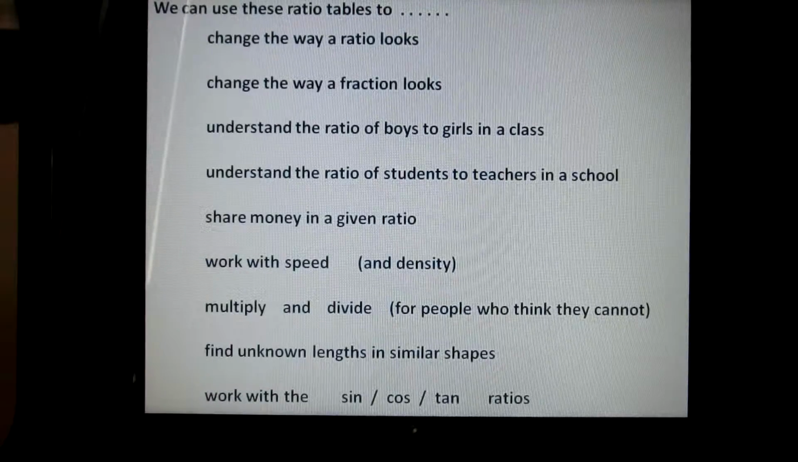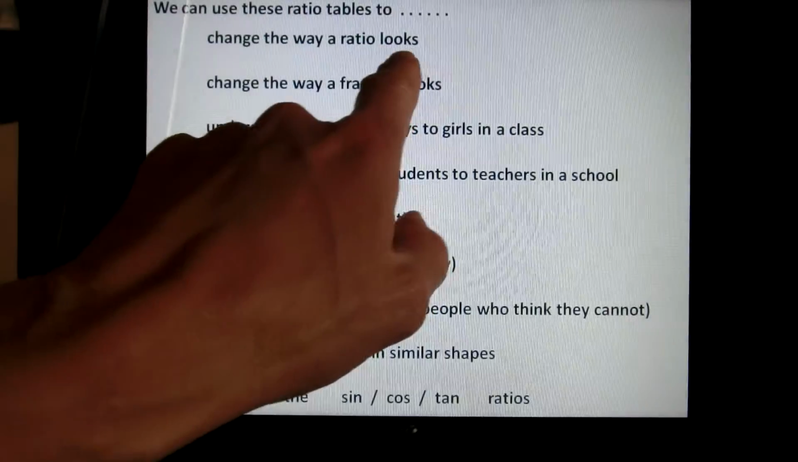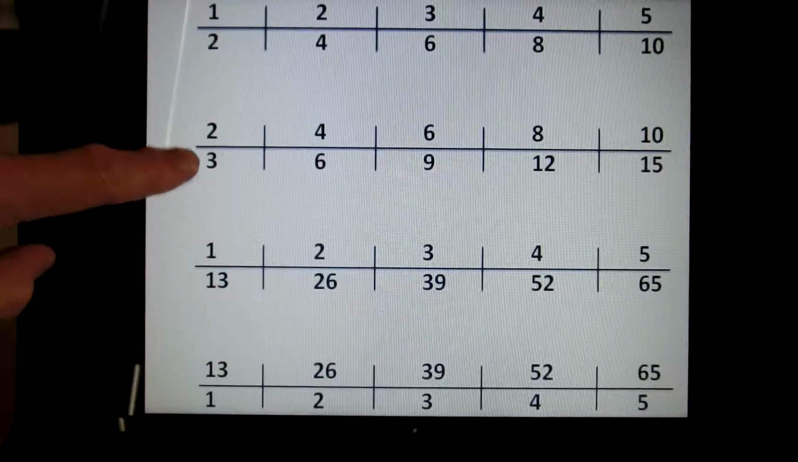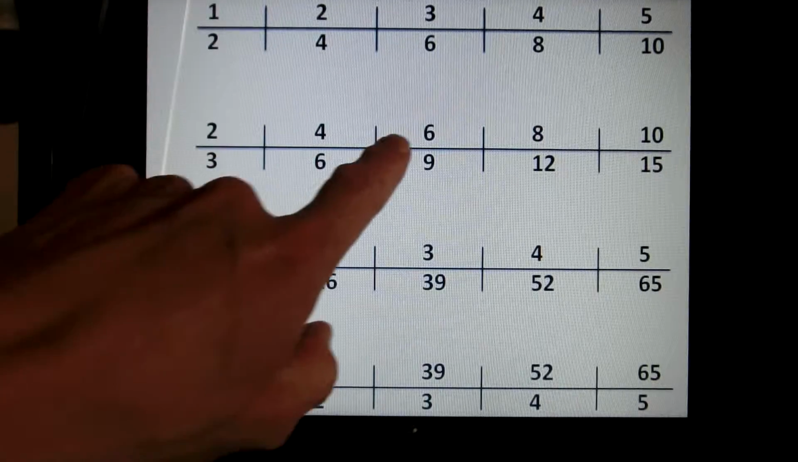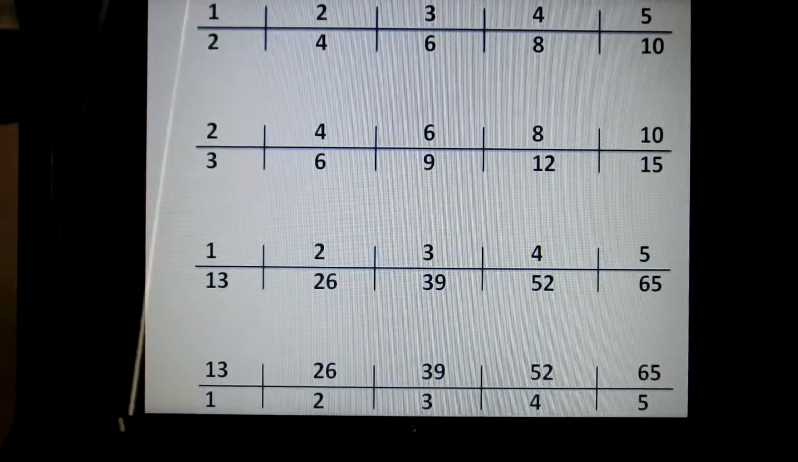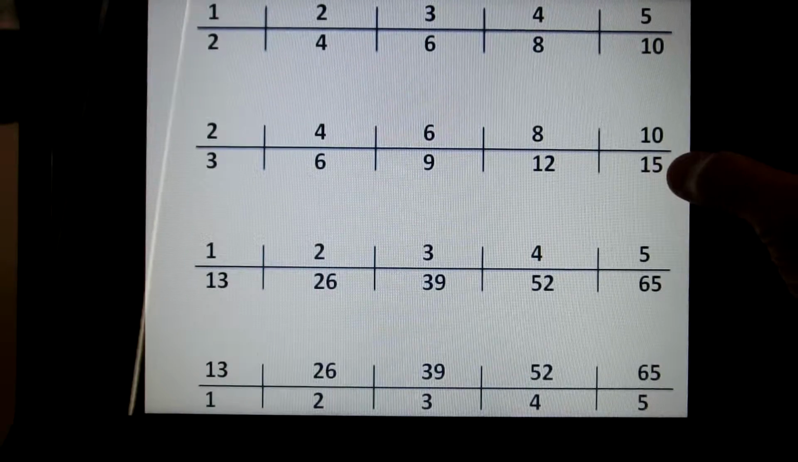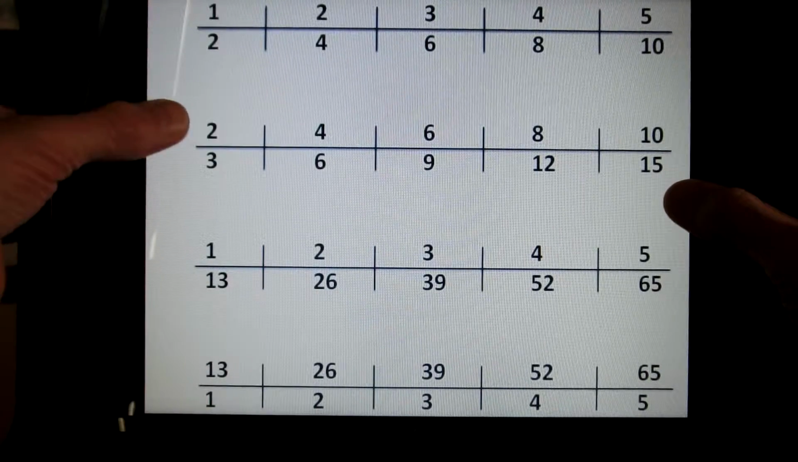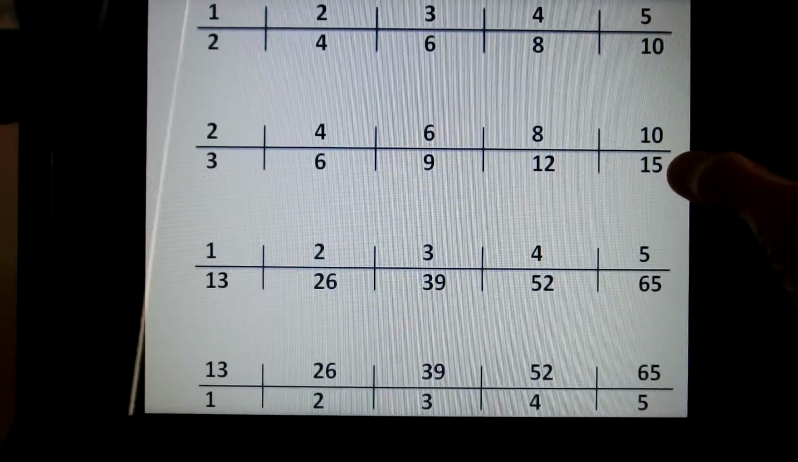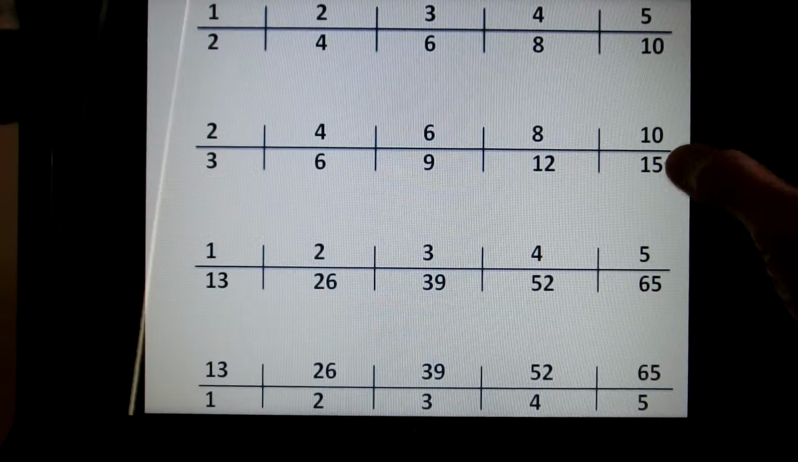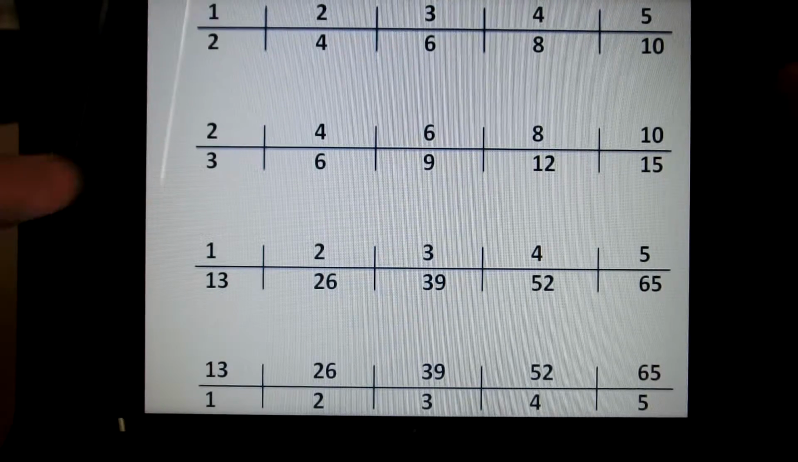So we can use these ratio tables to change the way a ratio looks. So the ratio 2 to 3 is the same as the ratio 4 to 6, and it's the same as 6 to 9, and so on. So if somebody said the ratio of boys to girls in a class was 10 to 15, that would be the same as saying it's 2 to 3. If we want to say it in a simpler way, we could say 2 to 3.